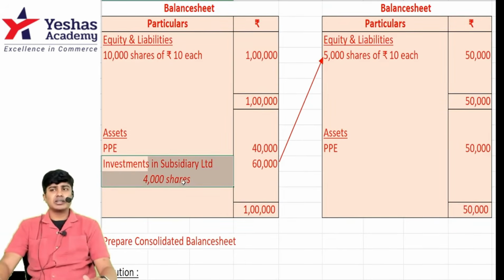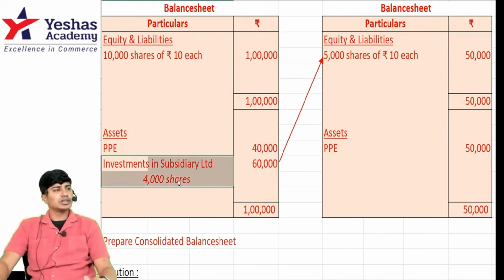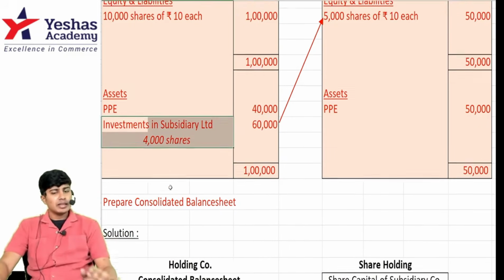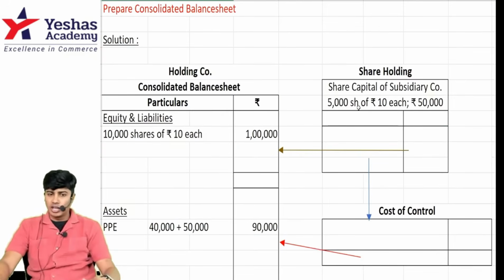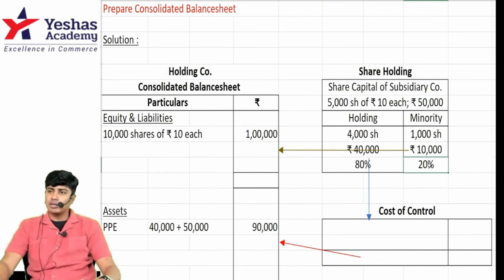Investment in subsidiaries. How many shares have we invested in? 4,000. How much is the money that I paid? Don't touch 60,000 first. First discuss only this much. How many shares did I get? Out of the 5,000 shares of the subsidiary, the holding company has only 4,000. So can I say nominal value is 40,000? That brings up to only 80%. So minority has 1,000 shares, which is 10,000, which is 20%.